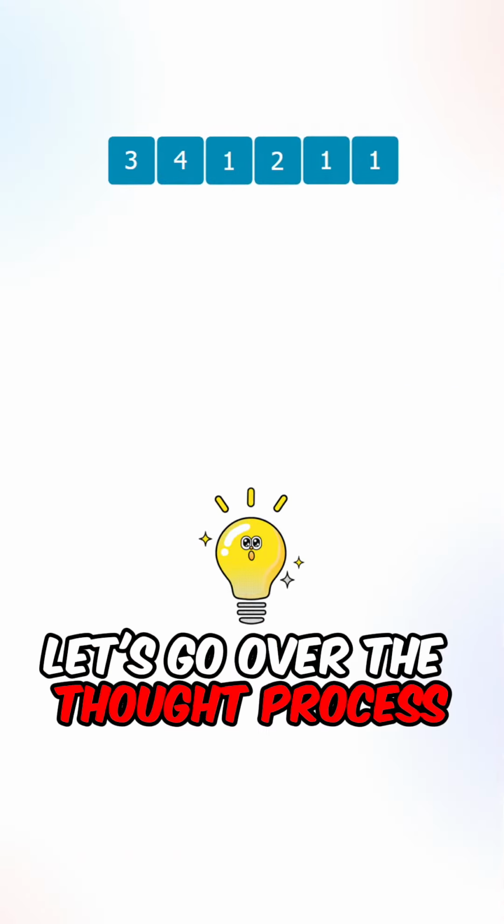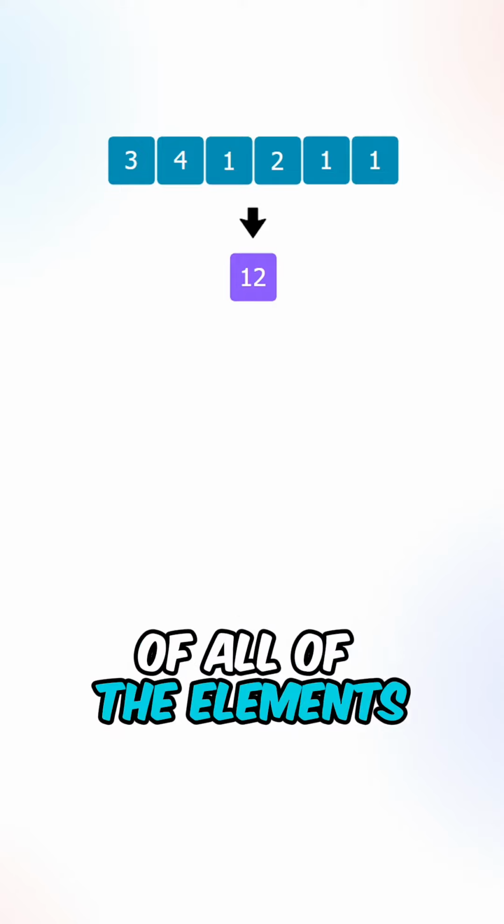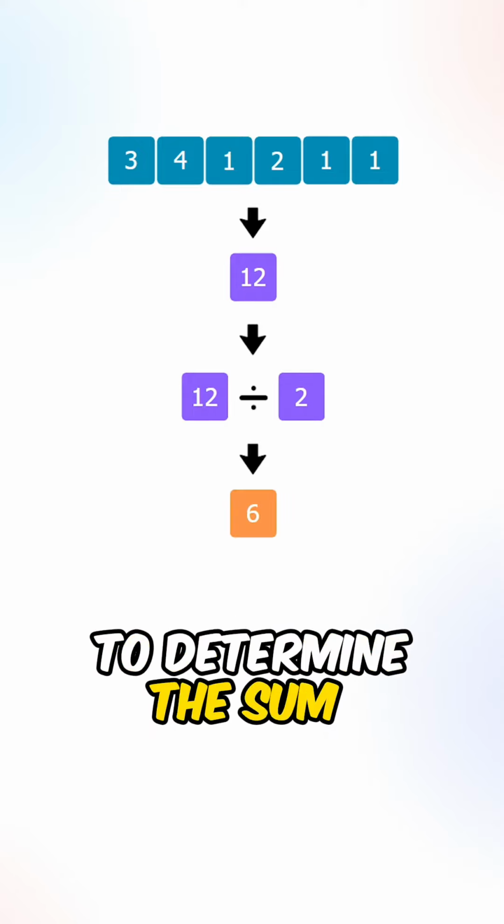Let's go over the thought process. What we can do is calculate the sum of all of the elements, then we can divide it by 2 to determine the sum of a subset.